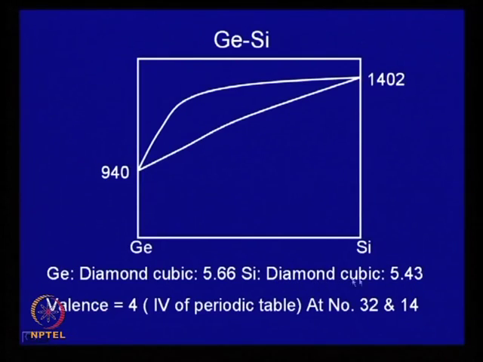And for the silicon it has 5.43 angstrom. Both belong to group 4 of the periodic table and their atomic numbers are 32 and 14, and in fact, their electronegativity is also not very much different. So, that is why you get this kind of unlimited solubility.